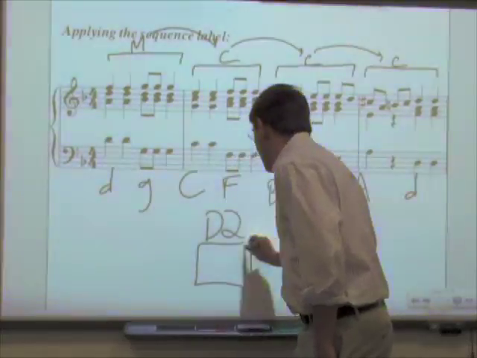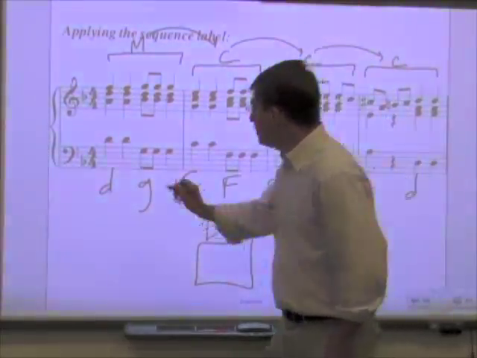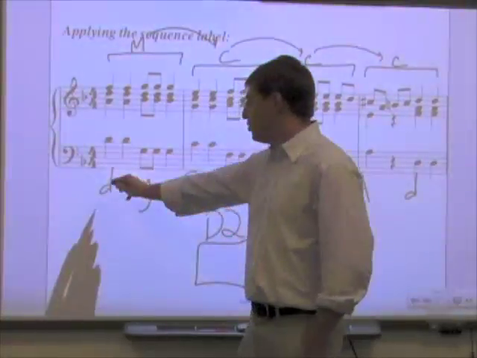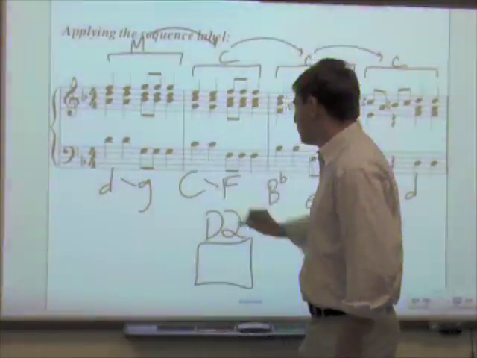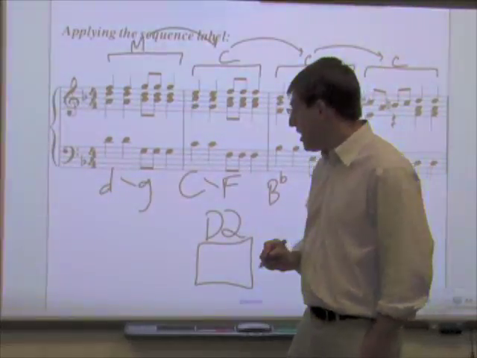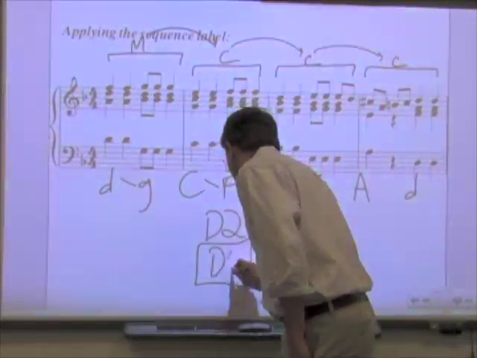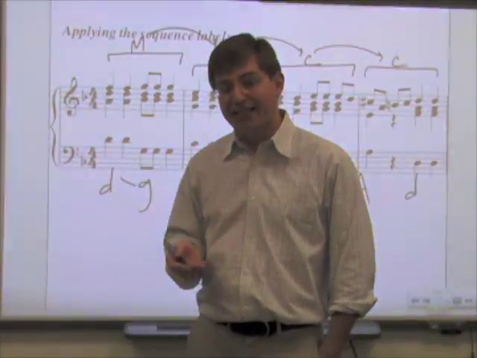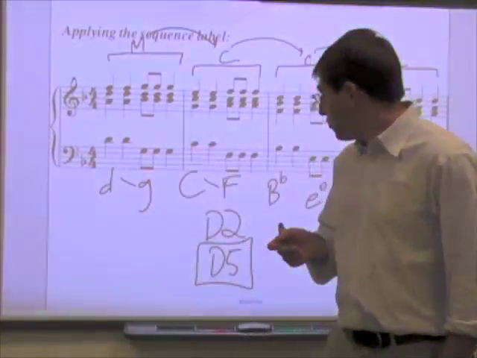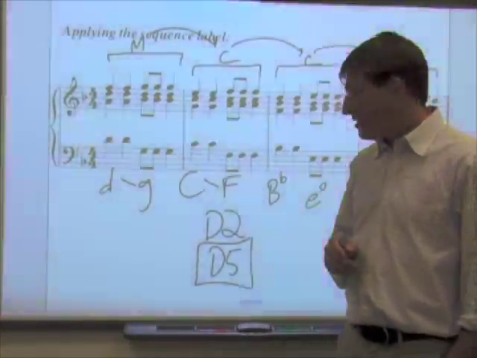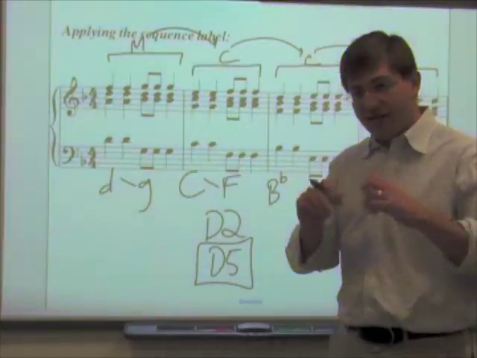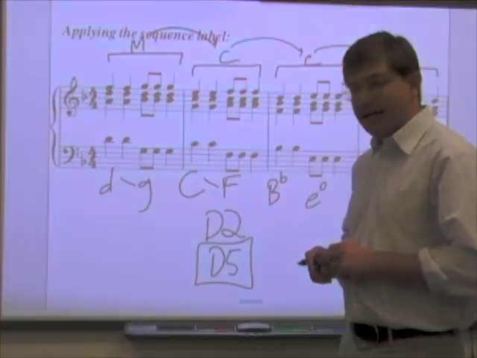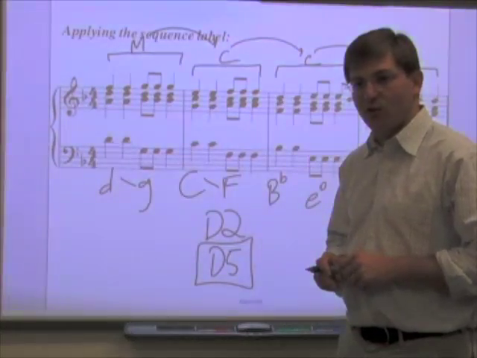Now I look within the model, and I ask myself, what is happening inside? What is the motion from D to G? What is the motion from C to F? And you will see each time it is a descending fifth motion, which is the most famous sort of sequence. It's known commonly as a circle of fifths. We will refer to that as a descending second controlling a descending fifth, a D2, D5, as it were.